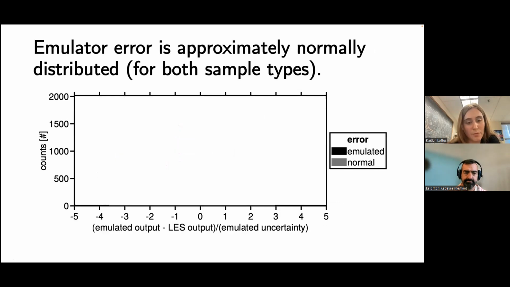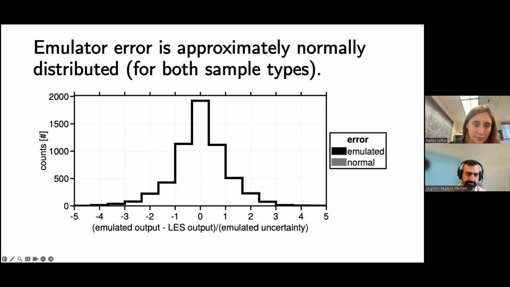Okay. We can also look at how good a job the emulator error prediction is doing. And what we find, spanning both those Latin hypercube samples and the single column model samples, is that our emulator error is approximately normally distributed. So here we're going to show a distribution of the error of the emulator versus the LES normalized by the emulated uncertainty. And we can see that this is a unimodal distribution centered on 0.